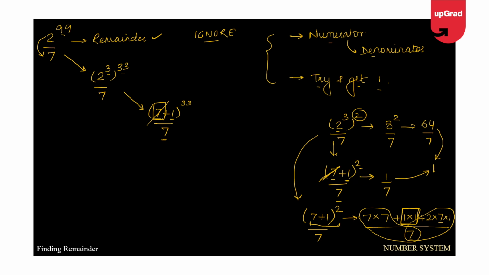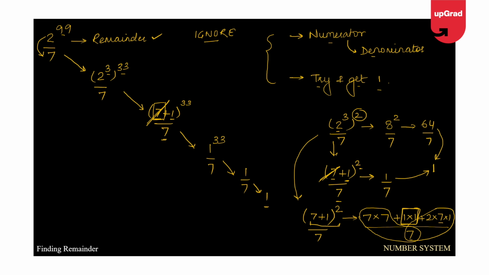And now when I ignored 7, this looks more meaningful. So what am I left with? I'm left with 1 to the power 33 by 7, which is nothing but 1 by 7, and which gives me 1 as the remainder. Which means 2 to the power 99 by 7 will give me 1 as the remainder. I hope this makes the concept more clear.